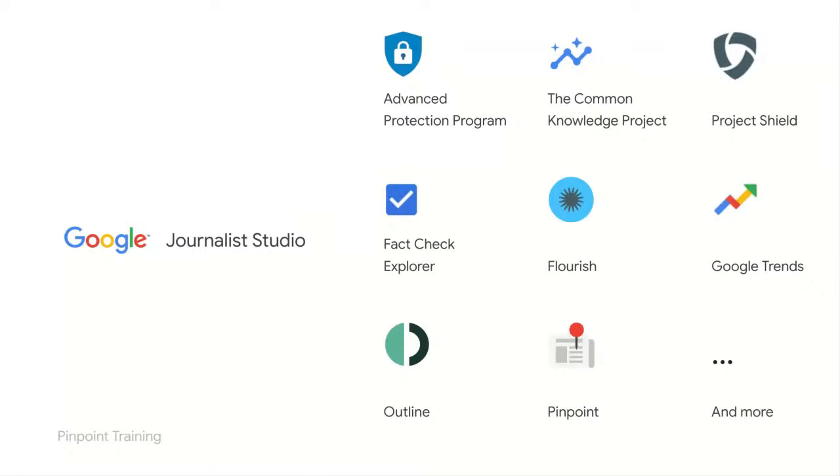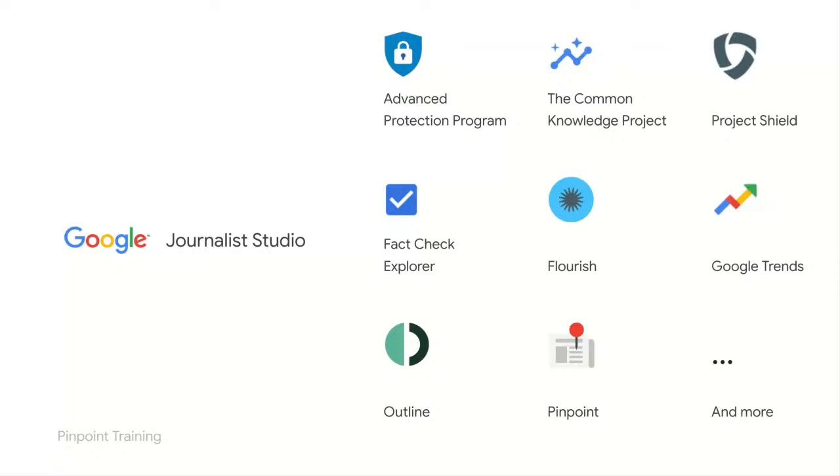So a quick rundown of some of the tools that we have, some of which we'll be looking at today. We have Advanced Protection Program. This one enables you to ensure that only you have access to the accounts you use for your work to be done accordingly. And then we have the Common Knowledge Project. This is sharing of information through a collaboration of projects from various organizations.